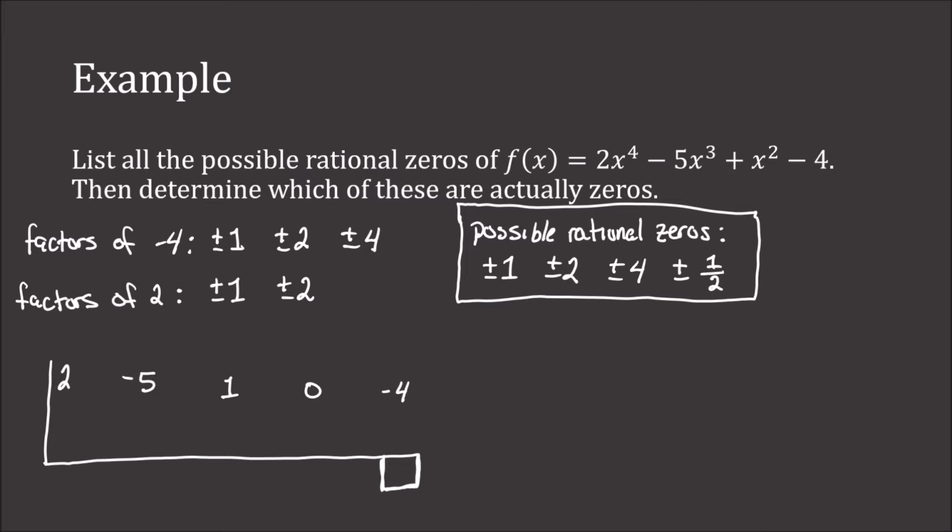So now let's try positive 2. Times 2 is 4, minus 5 is minus 1. Times 2 is negative 2, plus 1 is negative 1. Times 2 is negative 2, plus 0 is negative 2. Times 2 is negative 4, minus 4 is negative 8. That's not a 0.